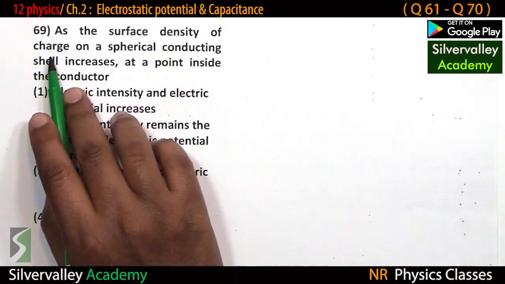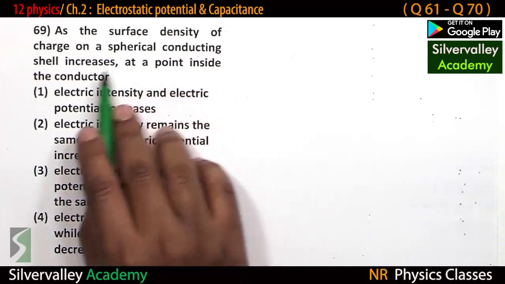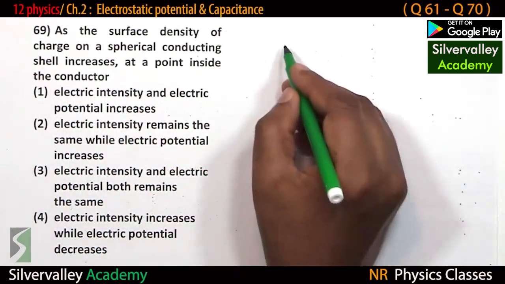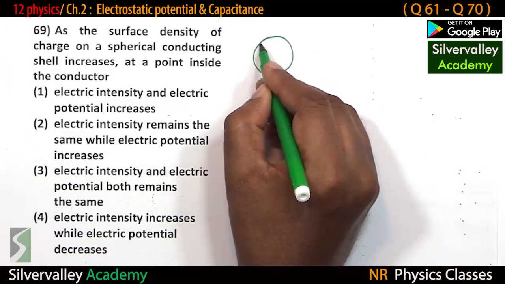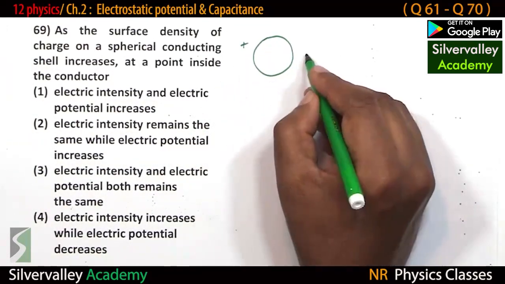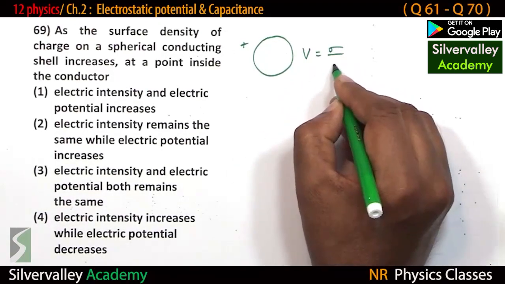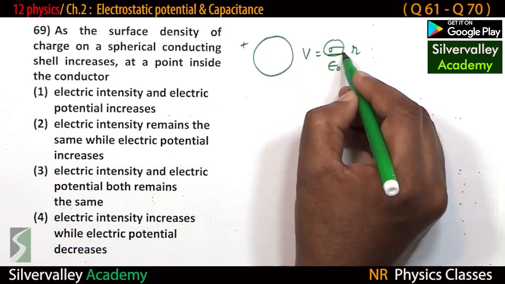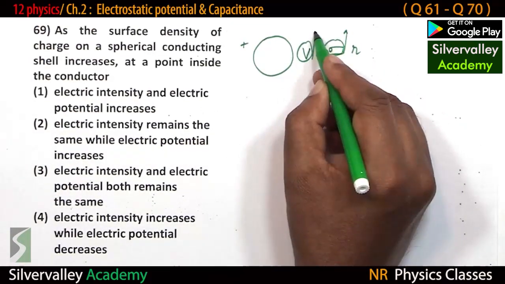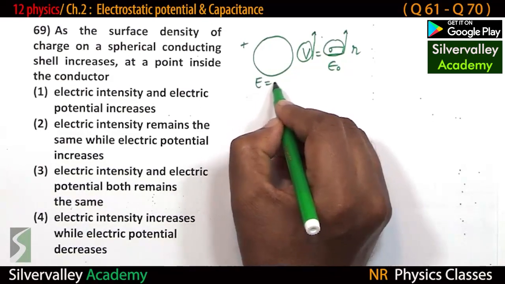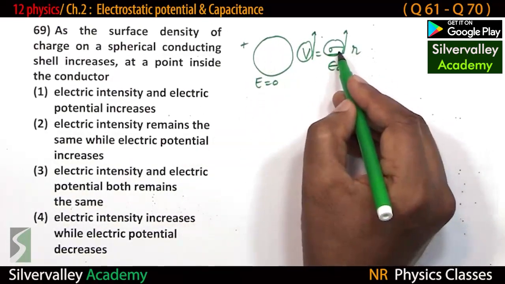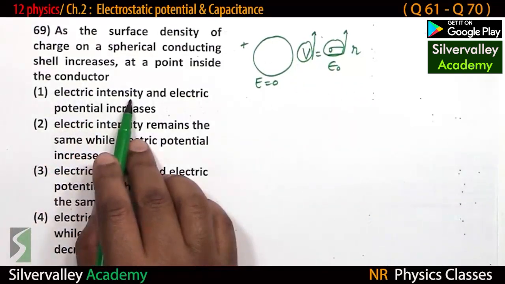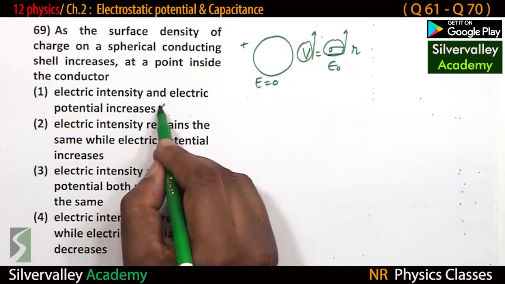As the surface density of charge on a spherical conducting shell increases, at a point inside the conductor, charged shell, so potential equals sigma by epsilon naught times R. If this increases, then potential should increase, and electric field is 0. Anyway, electric field is 0. So with the increase in charge density, only potential increases.